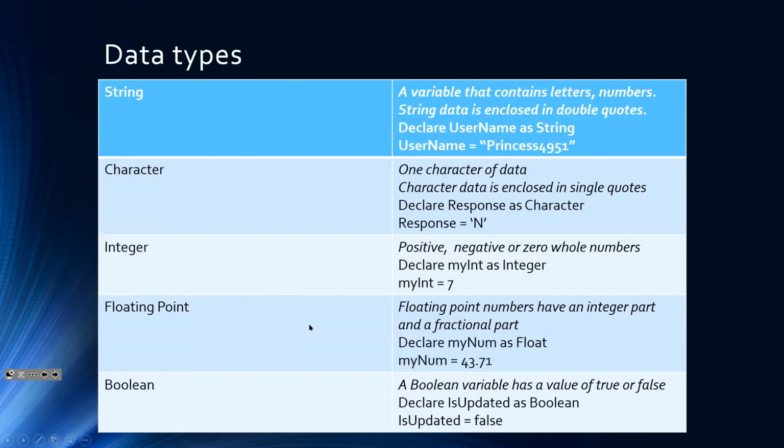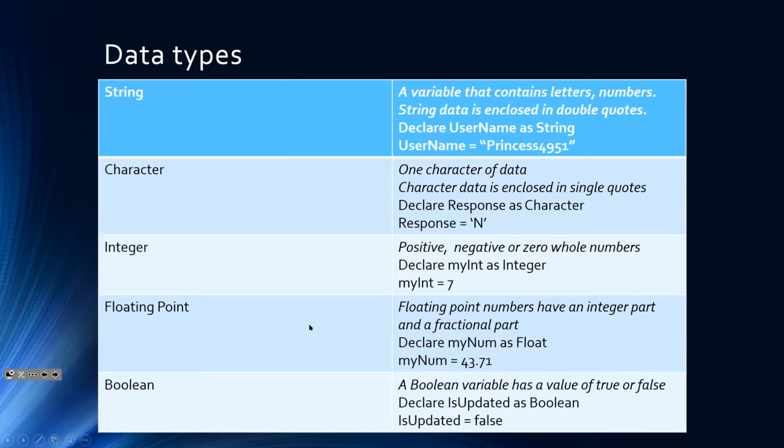Now, common data types that we could have for variables. First of all, a character. And a character means one character, like the letter N. That would be a char or a character data type. Whenever we're working with character data, we usually enclose it within single quotes.